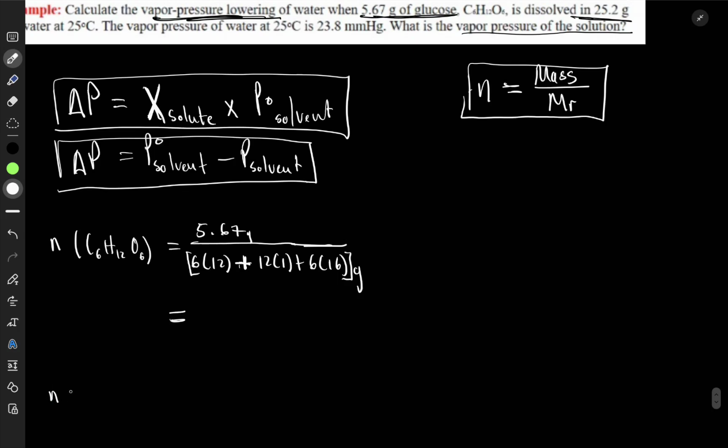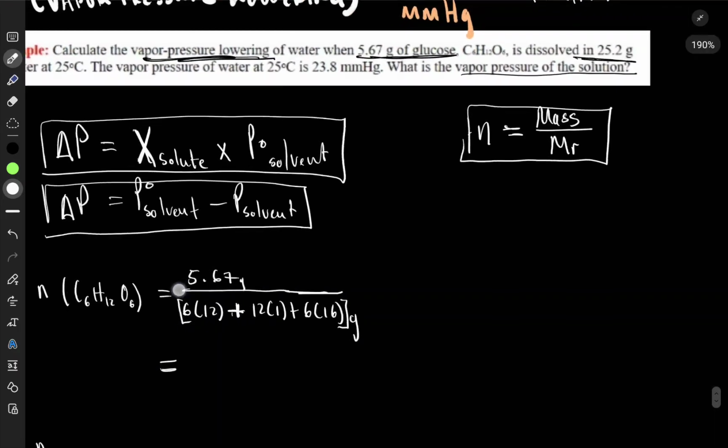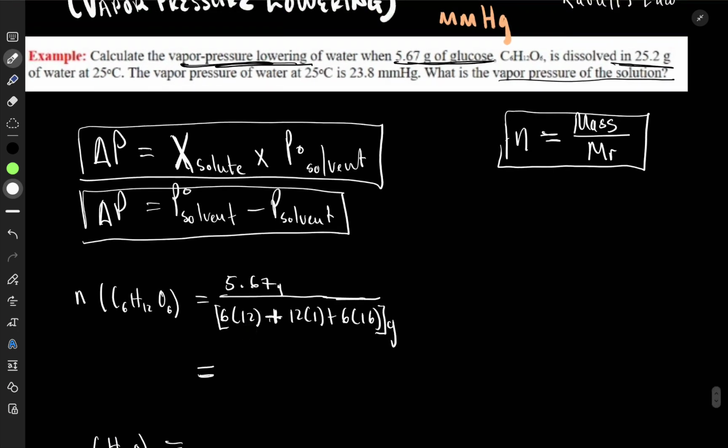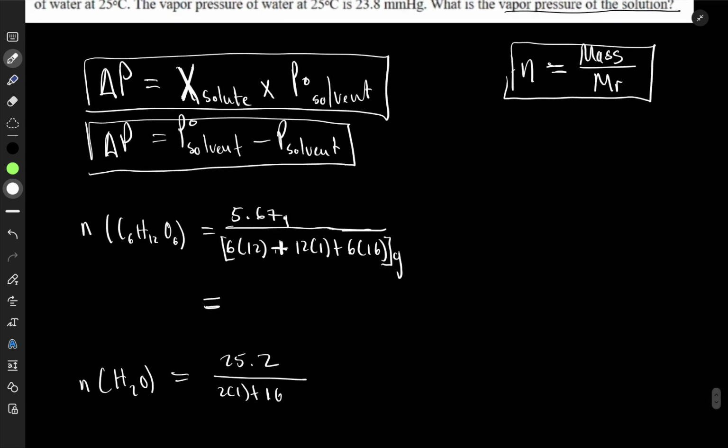Then we can also get the number of moles of water. This is water at 25 degrees Celsius, some of it is liquid. So for water, what are the grams? 25.2. So 25.2 mass over the molecular mass. We have 2 hydrogens, so 2 by 1, plus 1 oxygen, which is 16. So we can get it.